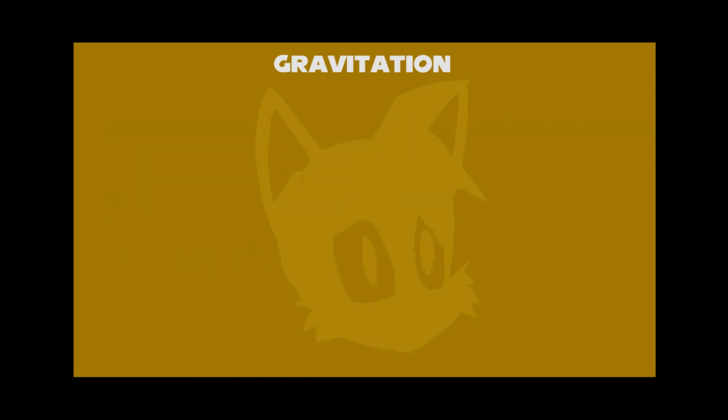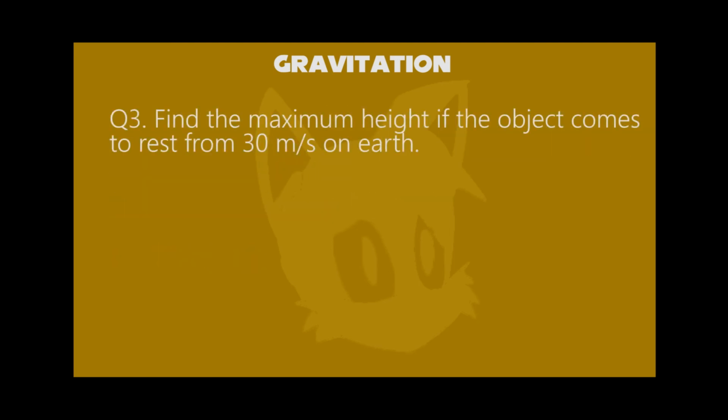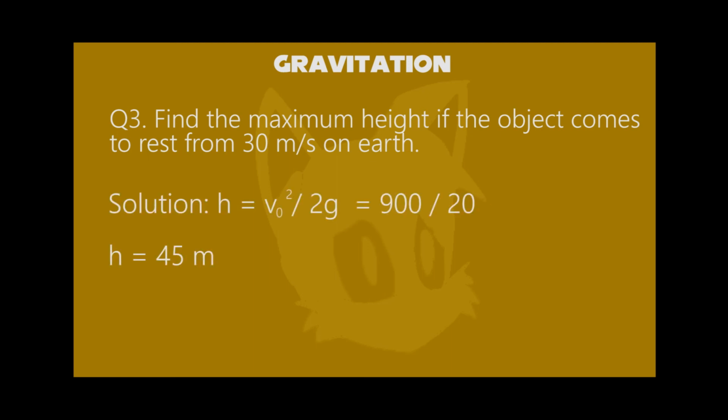And for the third question, find the maximum height if the object comes to rest from 30 meters per second on Earth. The answer is 45 meters. That's why we do the same thing about the formulas.